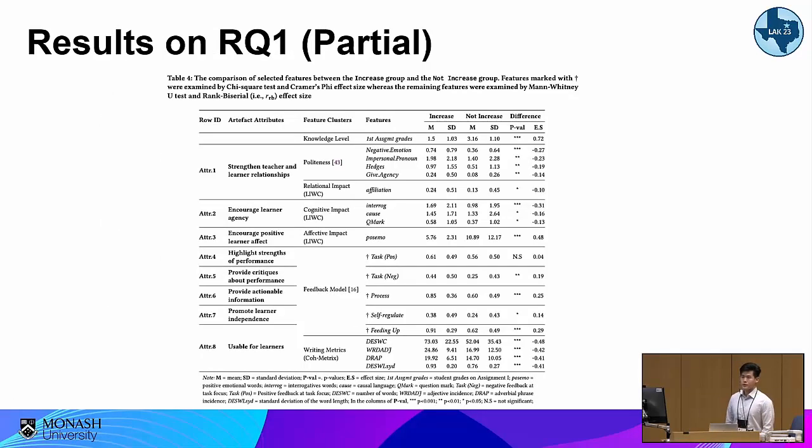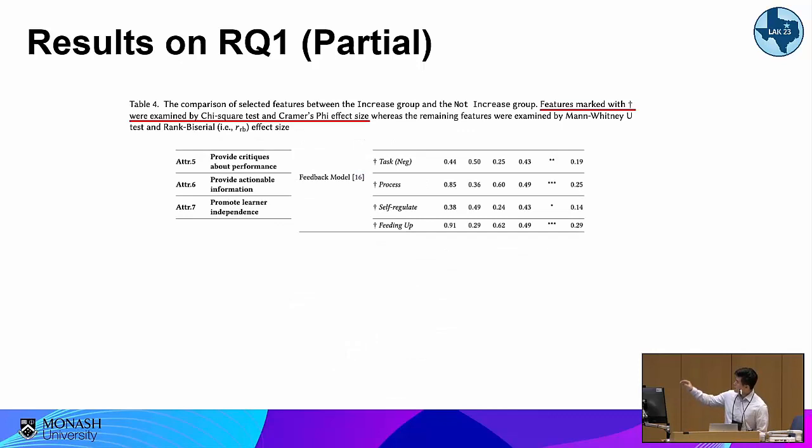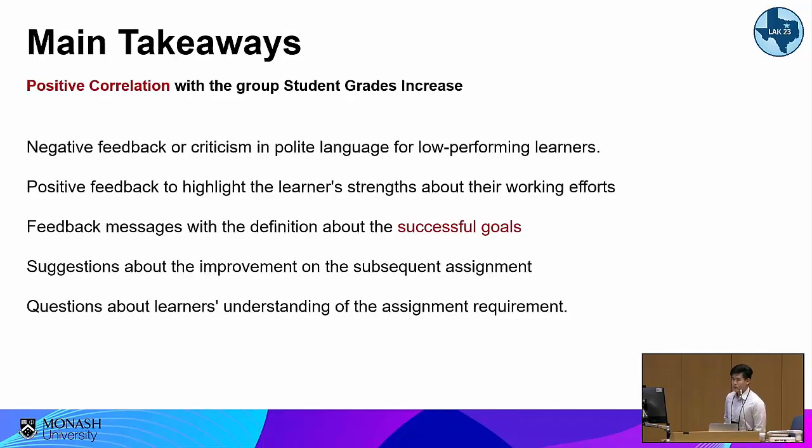So here are the results for research question one, and we also provide an appendix in our paper for more results. So you can see that there are lots of results showing a significant difference between the increased and the not increased groups. And now I would like to mainly focus on the feedback focuses. So you can see that for attributes 3, 5, 6, and 7, we have several significant results, like the task level negative feedback, process focus, self-regulatory focus, and feeding up. Our results demonstrate some positive correlation with the group where students' grades increase.